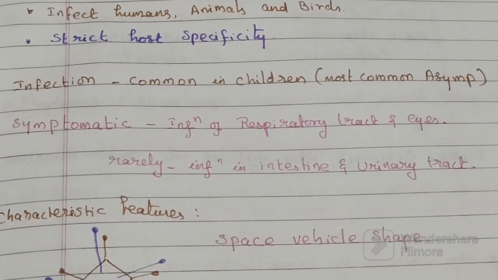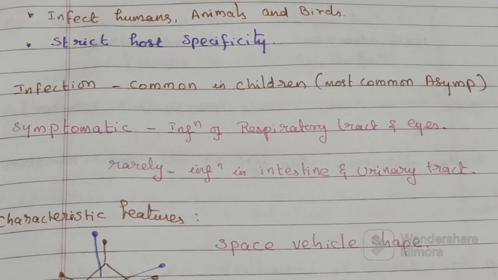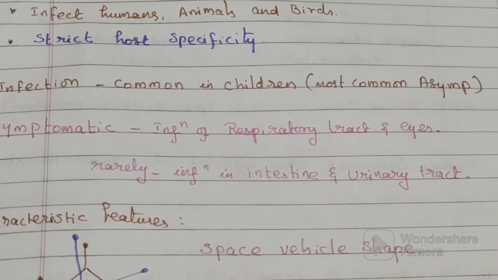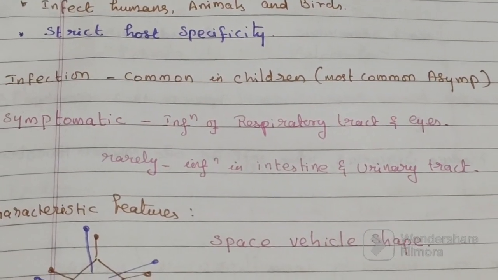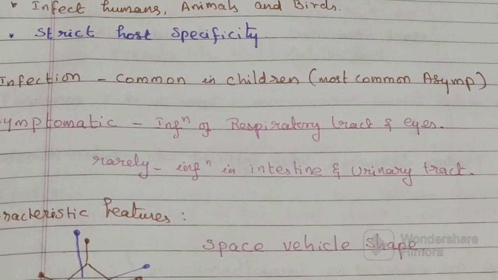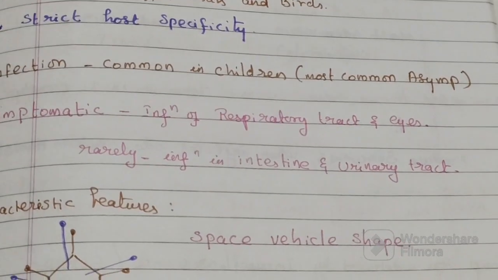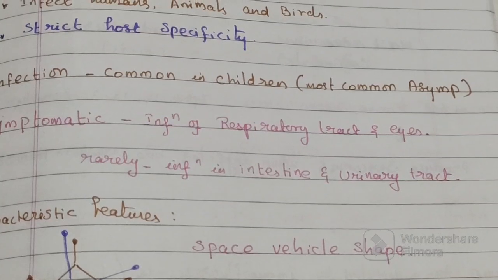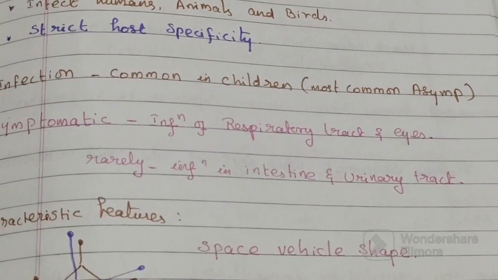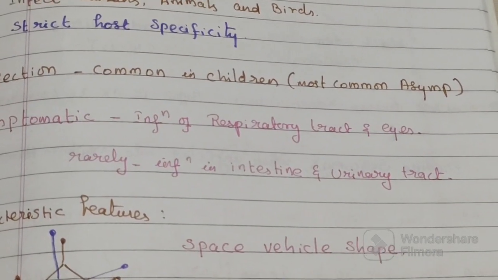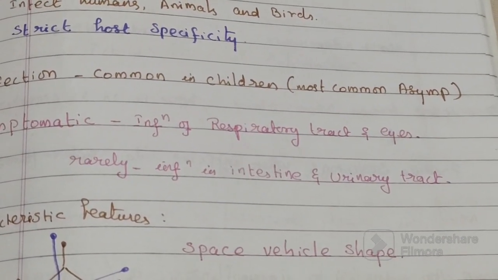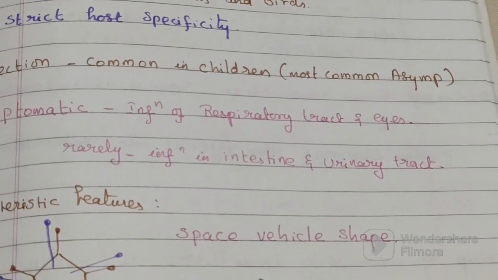Adenovirus infection is common in children worldwide, and asymptomatic infection is the most common. Symptomatic infection includes infection of the respiratory tract and eyes. Rarely, they can cause infection of the intestine and urinary tract.